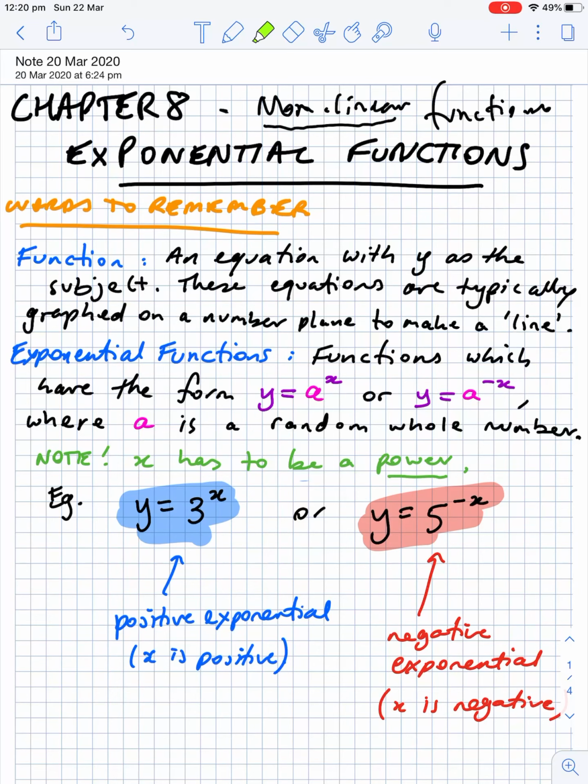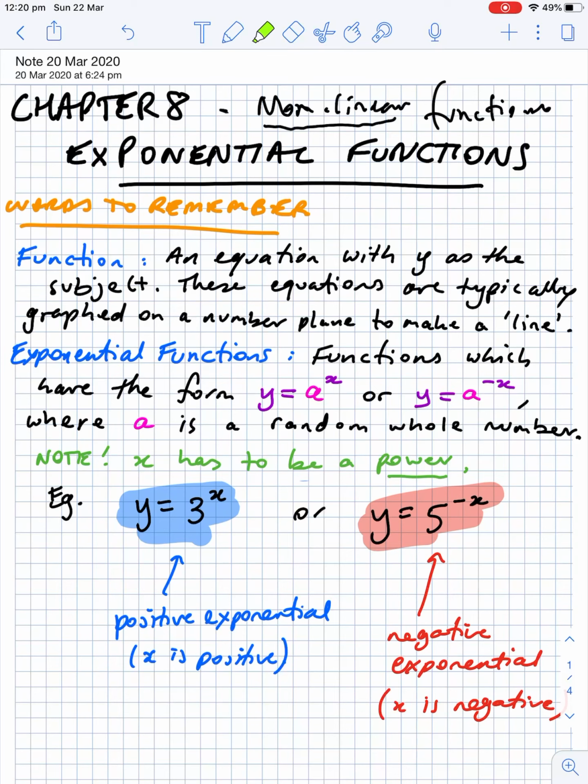Exercise 8A is dealing with exponential functions. That's just one type of function. Now, firstly, you may be confused about what the word function means. It's pretty much just an equation with y as the subject. These equations are typically graphed on a number plane to make a line. So the idea is that you're dealing with y as the subject. So that pretty much means y is equal to something is the typical equation you're going to get. And we typically want to deal with the graphs of these sorts of equations.